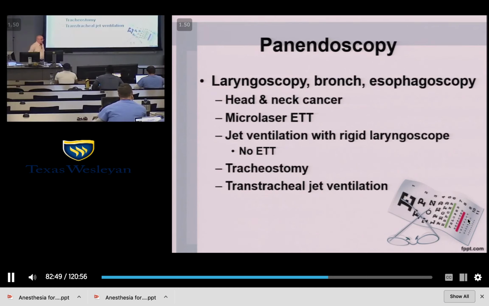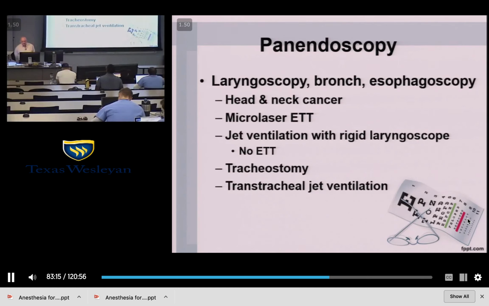And they may do a transtracheal jet ventilation. I've done that once for an elective procedure. It wasn't a panendo. I can't remember exactly what it was, but I did it electively once at Travis Air Force Base in California. Again, these folks typically are being evaluated for head and neck cancer of some sort, and we have to consider what the surgeon wants. So there's a lot of communication that goes back and forth.